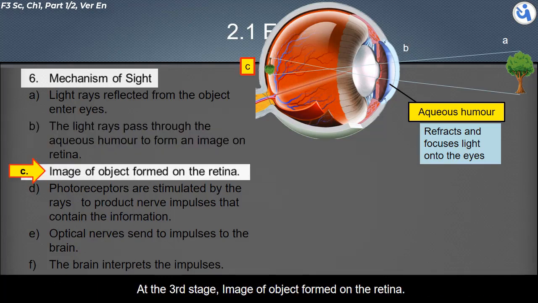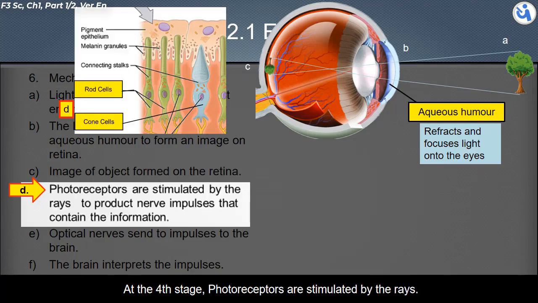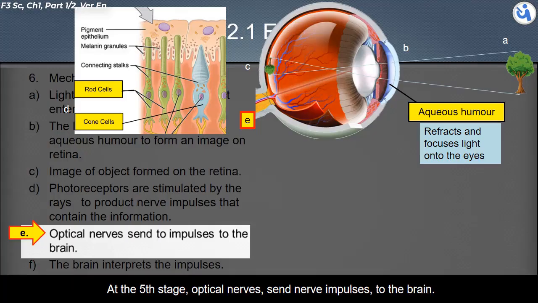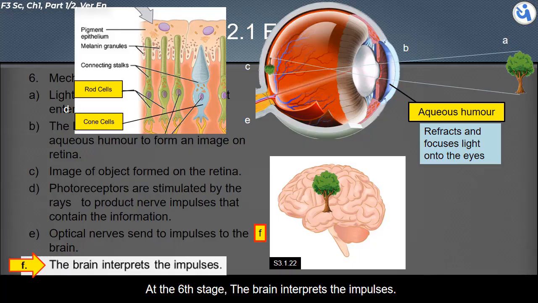At the third stage, the image of the object is formed on the retina. At the fourth stage, photoreceptors are stimulated by the rays. At the fifth stage, optical nerves send nerve impulses to the brain. At the sixth stage, the brain interprets the impulses.